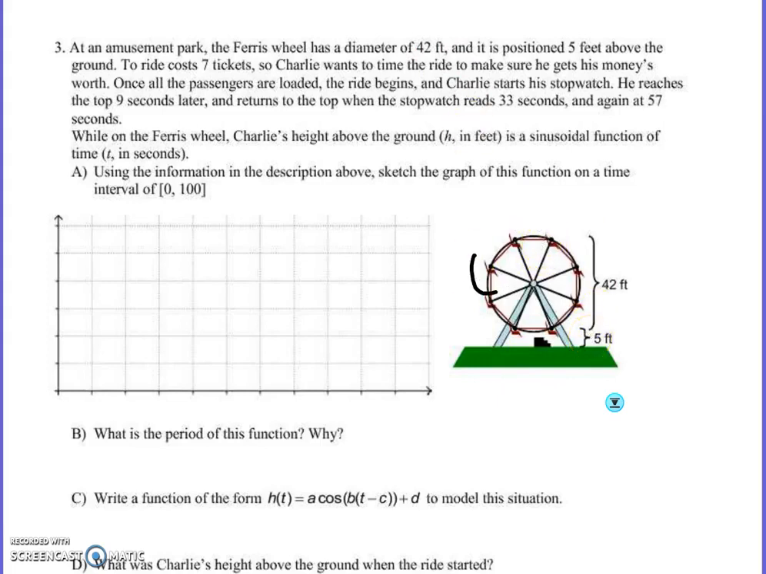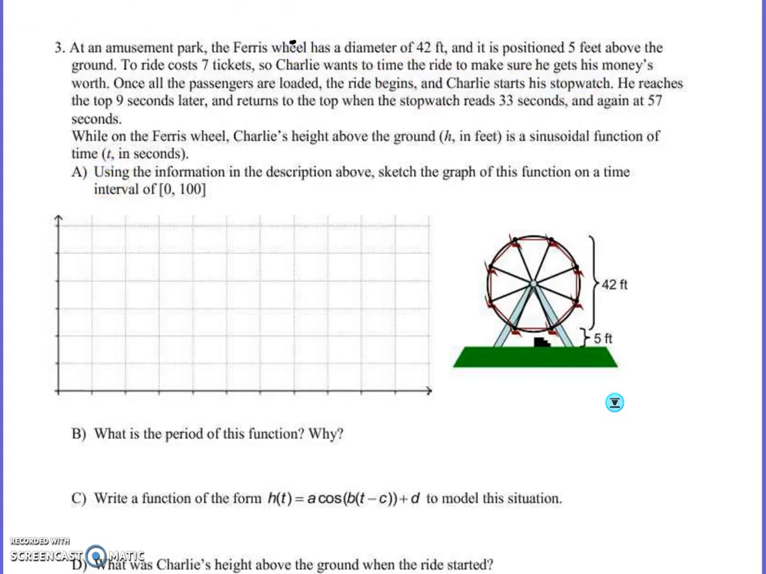To ride costs 7 tickets, so that doesn't really matter for what we're trying to solve. So Charlie wants to time the ride to make sure he gets his money's worth. Once all the passengers are loaded, the ride begins, and Charlie starts his stopwatch. He reaches the top 9 seconds later.